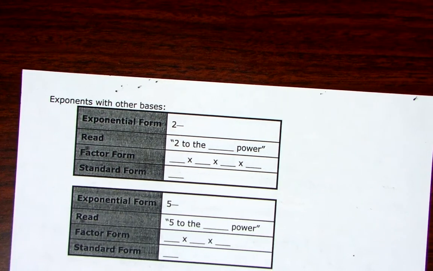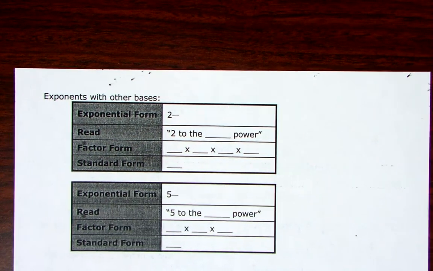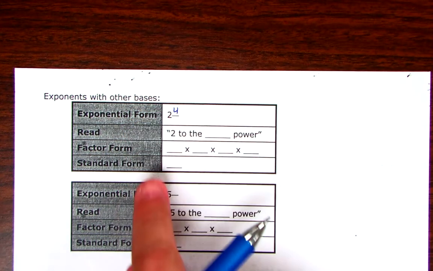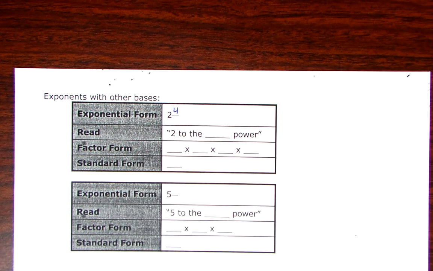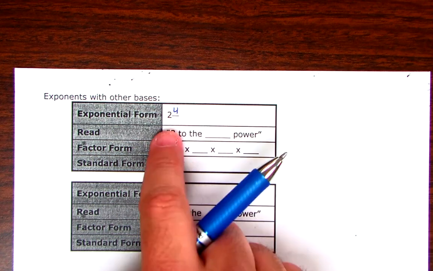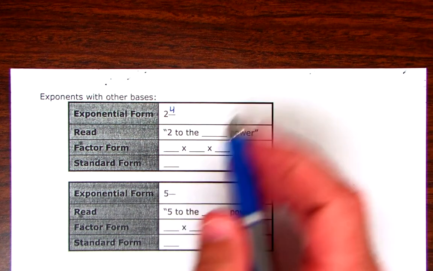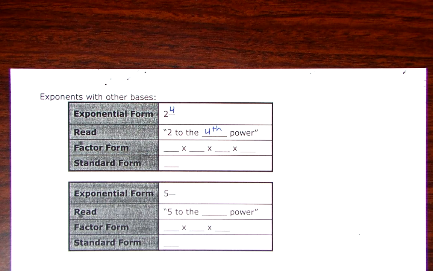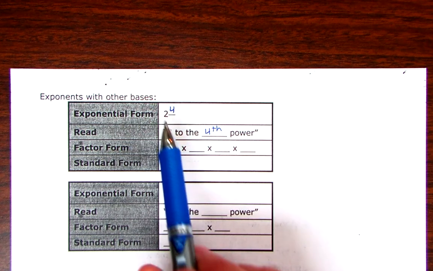Now let's say I have one. Oh, look, we just did this example on the front. Let's say we have 2 to the 4th power. So you read it as 2 to the 4th power. What's your base? Anybody? Good, your base is the smaller number off to the side. You have 2 of them.